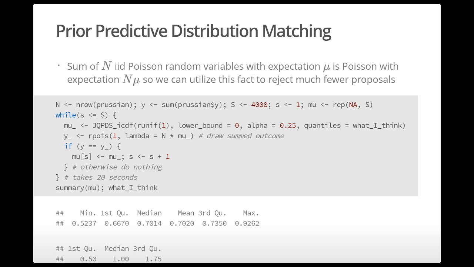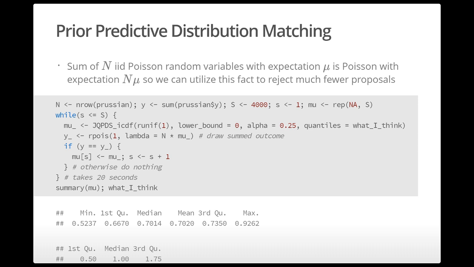I use that proposal for mu after multiplying it by n in order to get a draw for the sum of the number of deaths by horse kick over the entire data set, y underscore. And if that exactly matches my observed y, which I think was 186 or something like that, then I'm going to keep my realization of mu in increment s. Otherwise, do nothing, just keep repeating the loop until I've filled up a whole vector of 4,000. And that eventually terminates. Actually, it's only like 20 seconds, so it's not that bad.